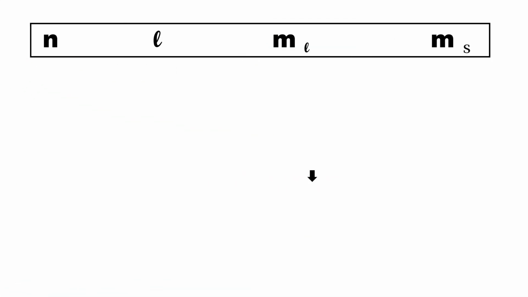So you need to be familiar with these four quantum numbers: n, l, m sub l, m sub s. So if we talk about n, this is about the main energy level. L is the sublevel, which is associated with the SPDF orbitals. And then m sub l, that is classifying the orbitals.